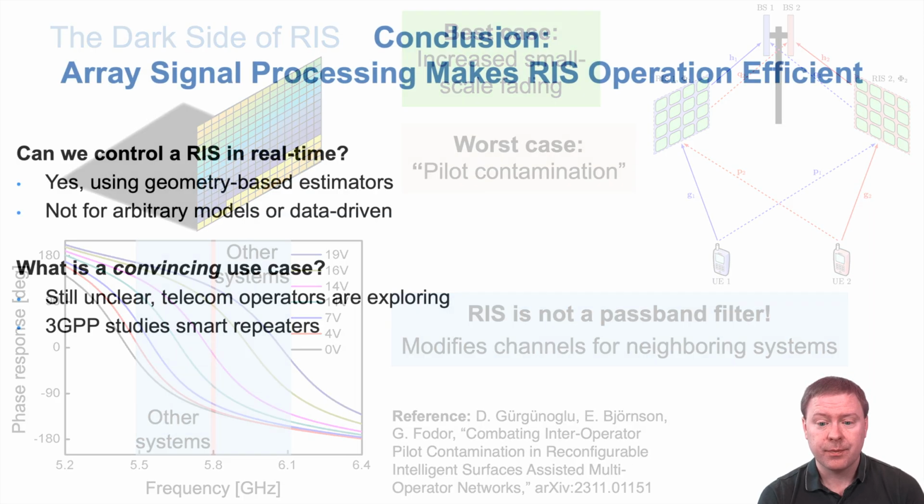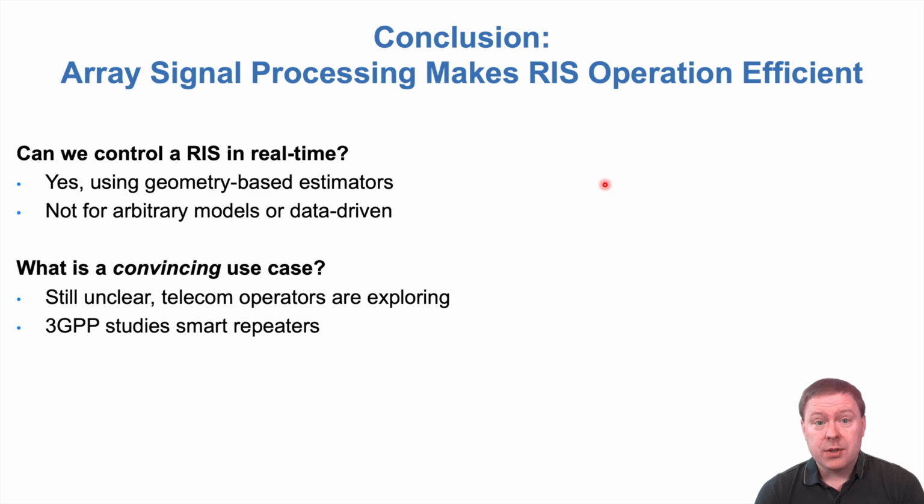Finally, array signal processing is really important in order to make the RIS operations efficient in practice. We asked this question in a paper a few years ago: can we control an RIS in real time? And the answer is yes, if we are using geometry-based estimators from the array signal processing literature. And whenever we would like to generate this virtual line-of-sight path, which is the really important use case for RIS, we can do it. And we don't need data-driven methods for this. ML here stands for maximum likelihood, not machine learning.